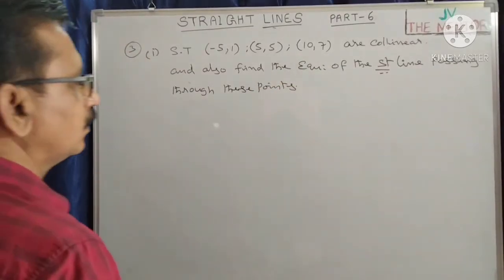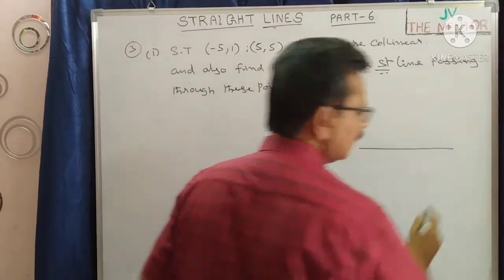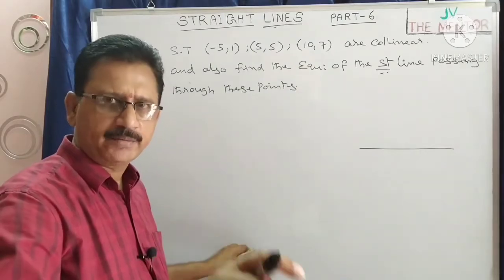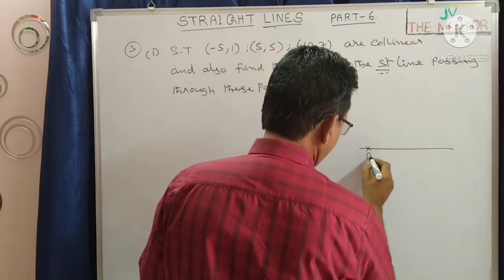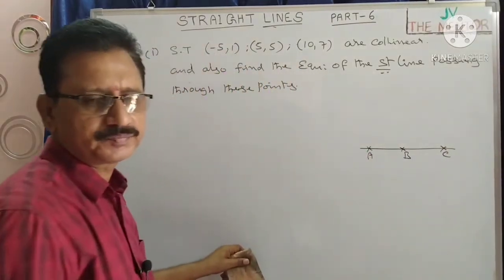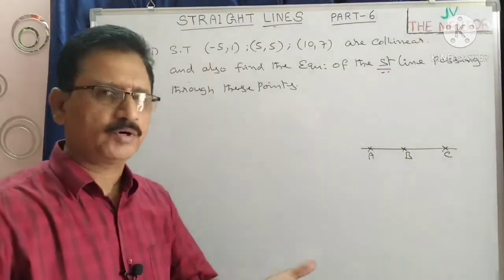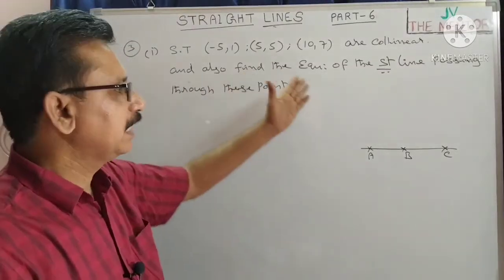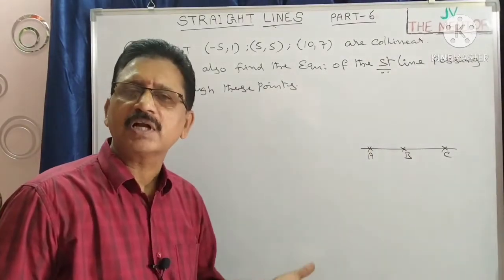The given points are collinear. Collinear means if three or more points lie on the same line, then those points are collinear. So let the first point be A, the second point B, and the third point C, lying on the same line. One method is slope of AB equal to slope of AC or slope of BC. If slope of AB equals slope of AC, then we can say that the given points A, B, C are collinear. The second condition is that the area of the triangle is 0.